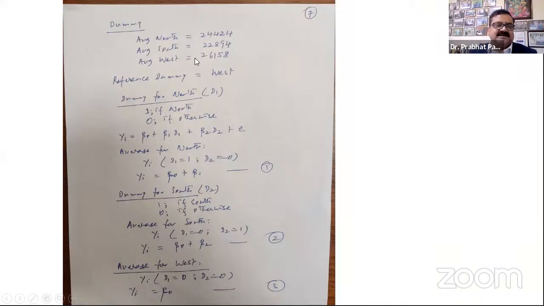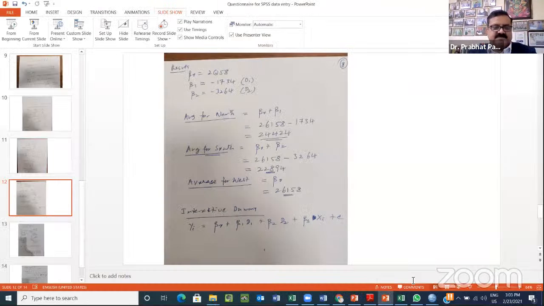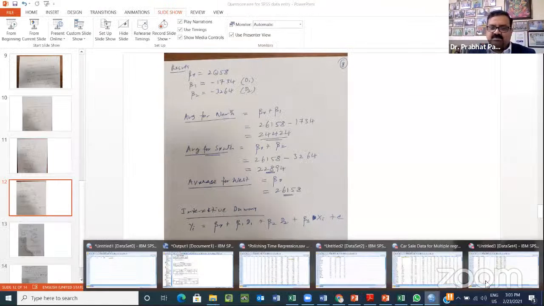And then you can see where we got this average salary of the West. The average salary of the West is beta 0. It's as simple as it is. And what is the value of beta 0? 26,158. Did you get this now? Yes, sir. Okay. Now we go back to the result.